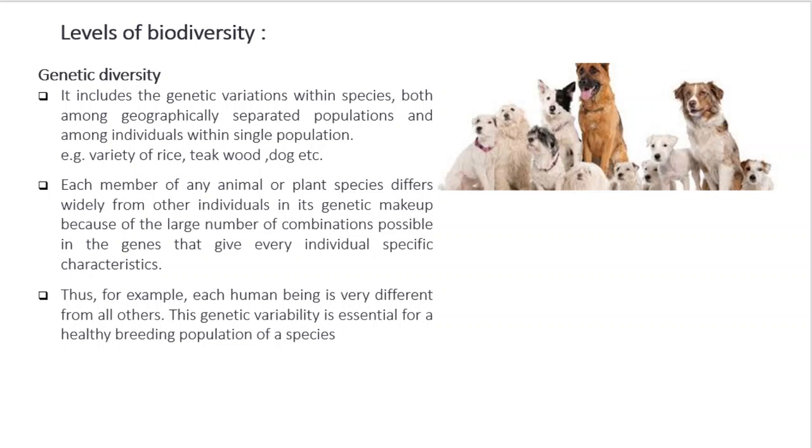What happens in genetic biodiversity, which contains different types of species, different types of animals, plants, birds, insects, etc.? Each member of the animal or plant species has different genetic properties because of their parents, and this is very essential for a healthy breeding population of their species.